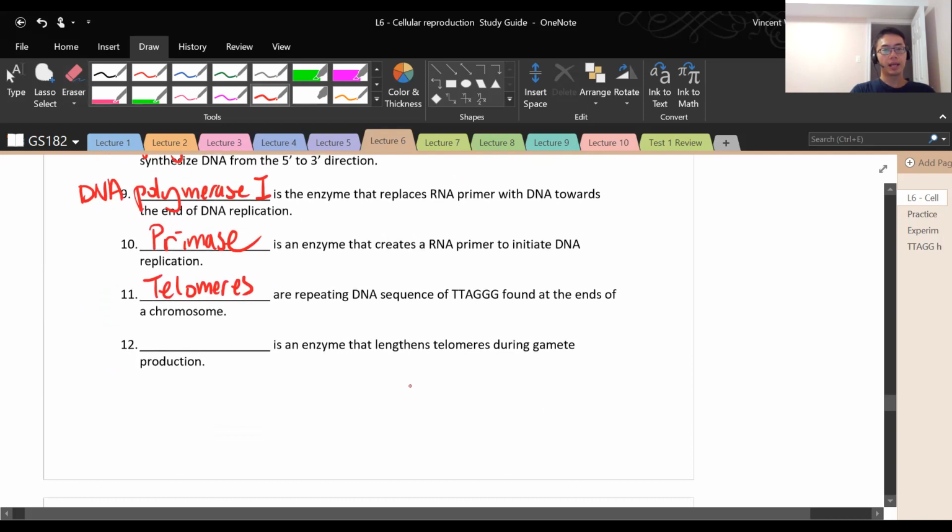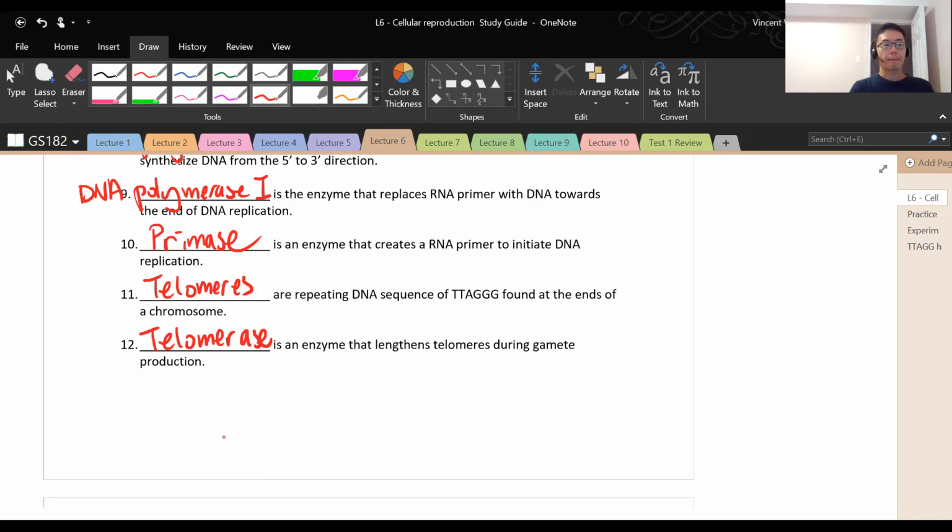Something is an enzyme that lengthens telomeres during gamete production. The telomerase. Again, not in every single cell, right? You only have telomerase being expressed in germ cells, which are cells that will become sperm or stem cells. Cancer actually turns on telomerase so that they can keep on dividing forever and forever. So one of the targets of cancer therapy is to suppress the telomerase.